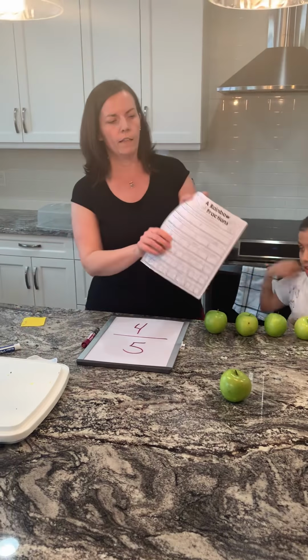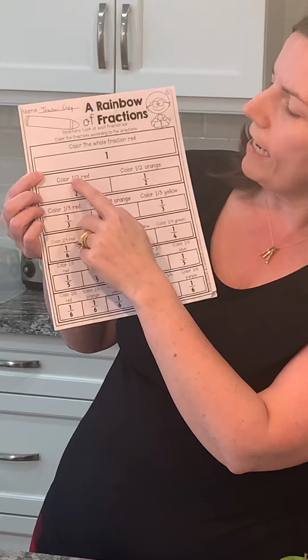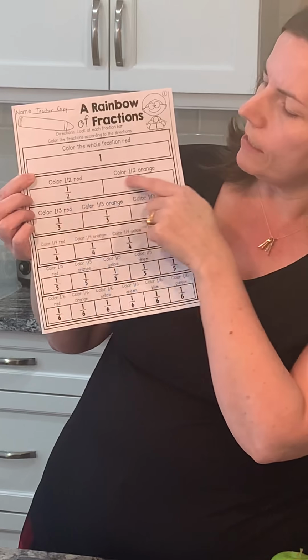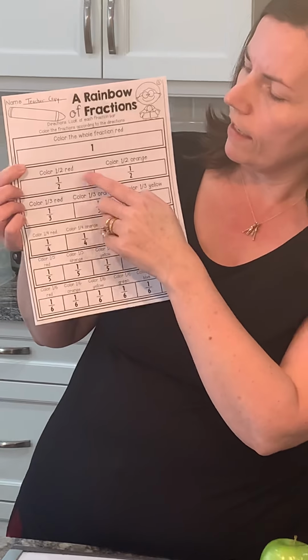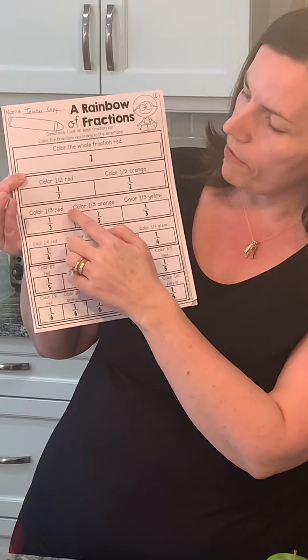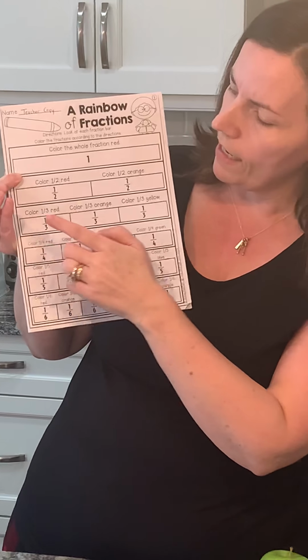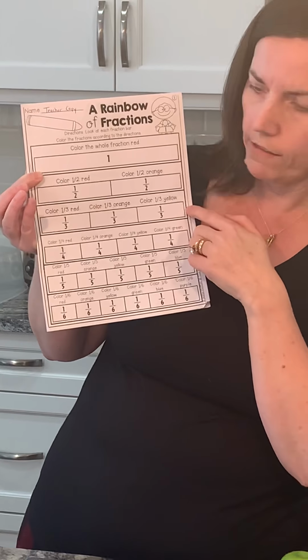So you're going to do page 1, where you're going to look at each fraction bar and color the fractions according to the directions. So this first one says, color the whole fraction red. So you're going to color this whole thing red. The second one says, color 1 out of 2 red. So from this bar, you're only going to color 1 out of 2 of these bars red. The next one, color 1 out of 3 red. So you're going to color 1 out of these 3 red.